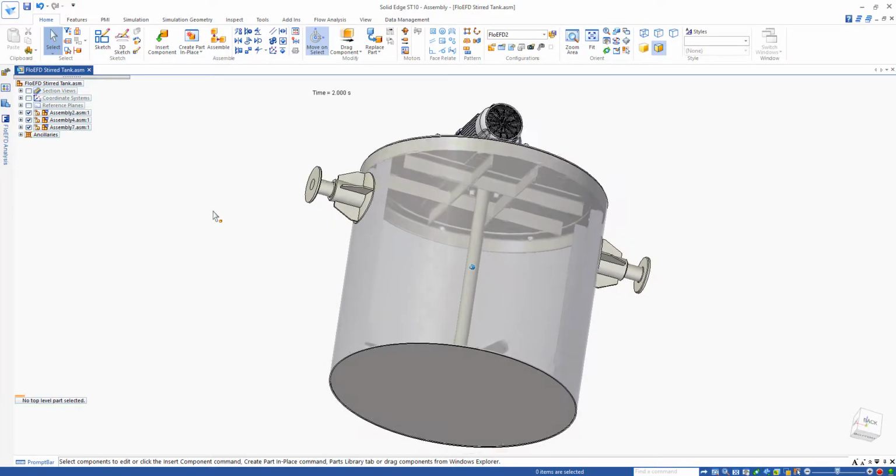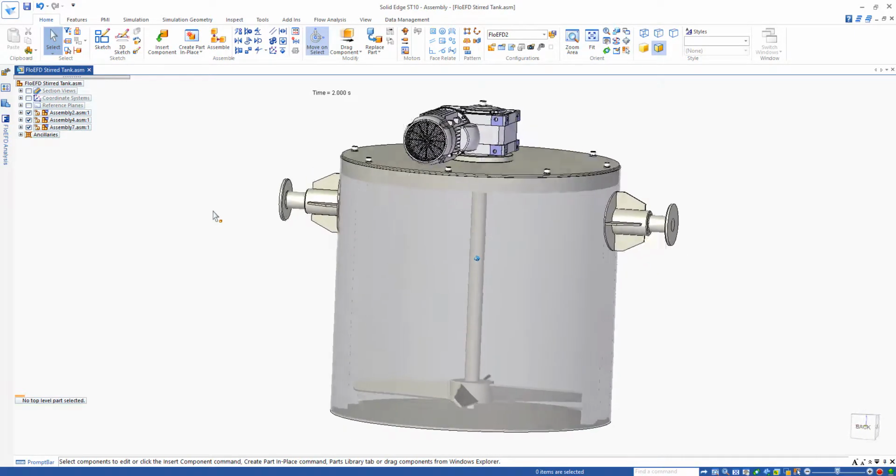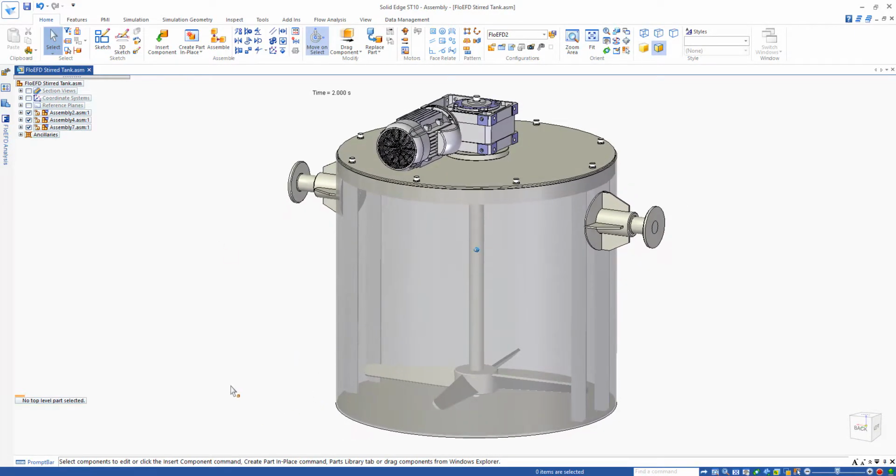Today we're going to be looking at a stirred tank example where we have some paddles at the bottom with a motor to rotate that, and we'd like to understand what the mixing efficiency of the two fluids within this tank is going to be.